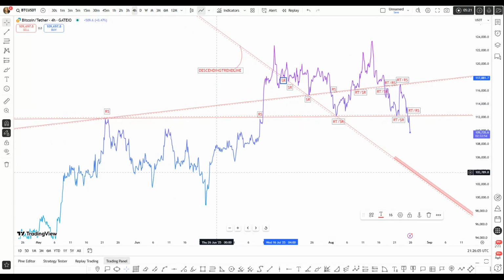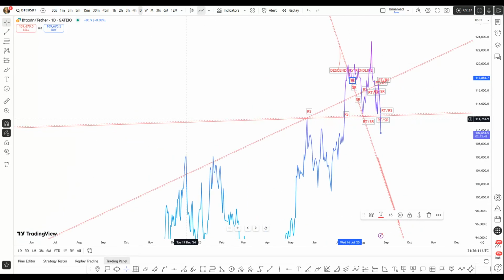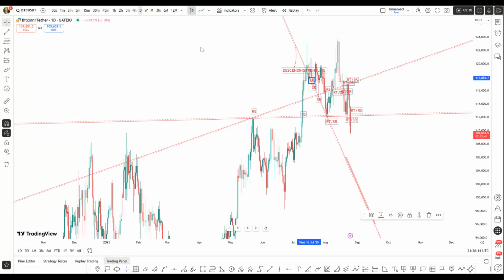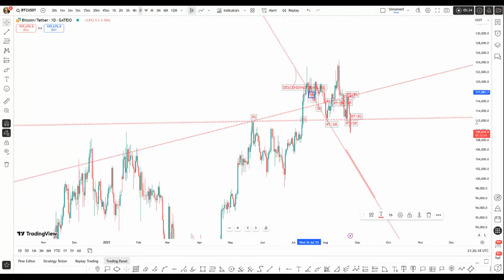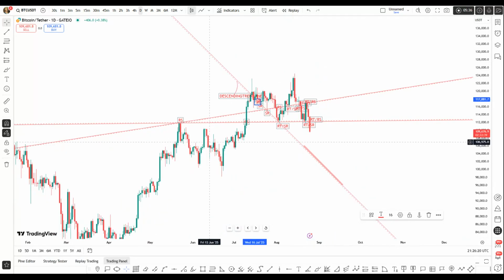And let's not forget that on the daily time frame, we have a flag pattern breakout, which I also want to detail, and that will be in an extreme case.